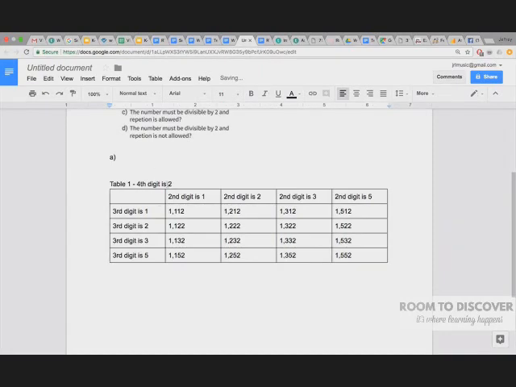Now, if my fourth digit is 2, my second digit still can't be 1 because my first digit is 1. So I can't repeat digits. So I get rid of this entire column. Fourth digit is 2, my second digit can't be 2, so I get rid of this one as well.